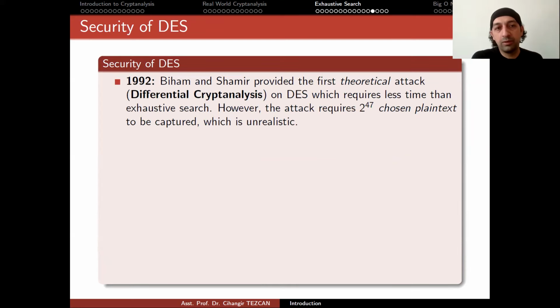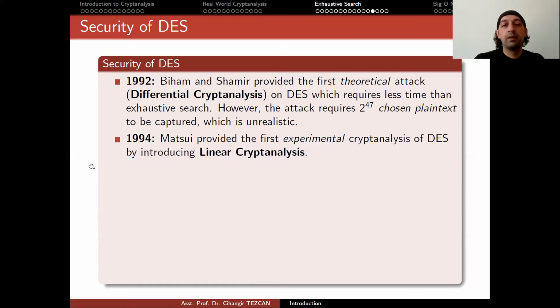So let's look at the security of DES. Biham and Shamir provided the first theoretical attack on DES, differential cryptanalysis, which requires less time than exhaustive search. But this attack required you to capture 2 to the 47 chosen plaintexts and their corresponding ciphertexts, which is unrealistic. This was one of the surprising things, because Biham and Shamir thought that they could break this in a better way, but they couldn't. This is due to the NSA's involvement, because they modified the S-boxes that were initially designed by IBM.